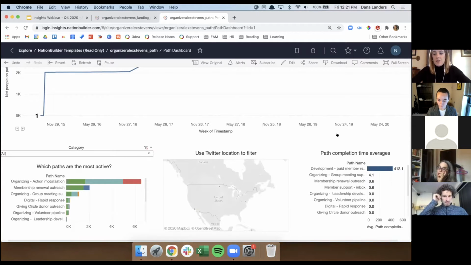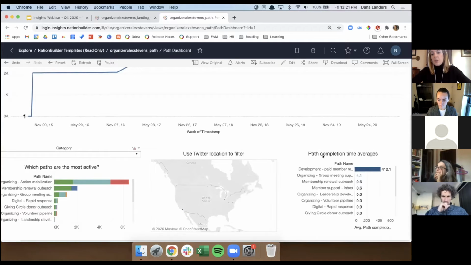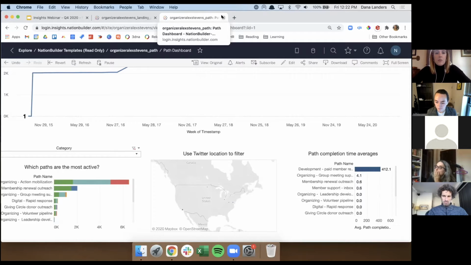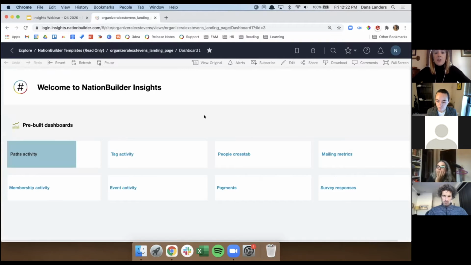I can also see over here on the right-hand side, the path completion time averages. So this is actually taking a calculation of when did the path start, when was it completed or abandoned, and how many days was that path live on someone's profile. So a really good sense, especially if a path is indicating conversion. So conversion to become a donor, conversion to become a member, then that's a good sense of how long that process might take.